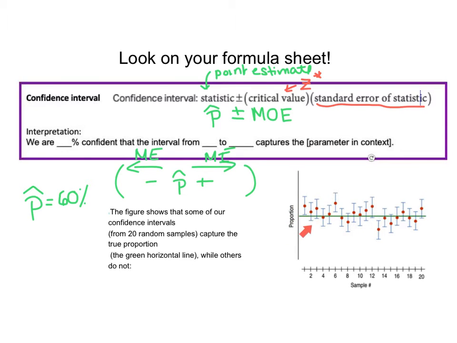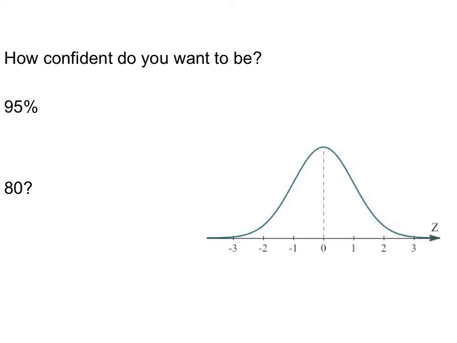Notice that most of our intervals here are capturing that green line. I see some that don't. I see 1, 2, 3 right here that miss it, but the majority of them do. So that's what you're doing. You're building this interval that the majority of the time, and you're going to be more confident if that interval is wider, that you're capturing your true proportion. So how confident do you want to be? Well, you can really use any percent of confidence level. I think the most common one that I see on the AP exam is to say that you're 95% confident. So let's talk about that one first.